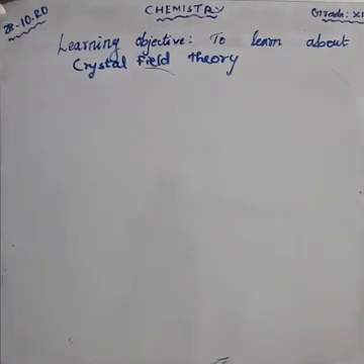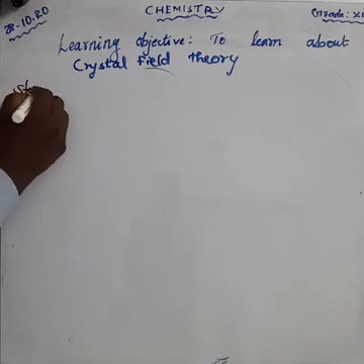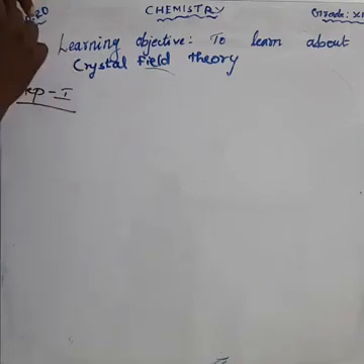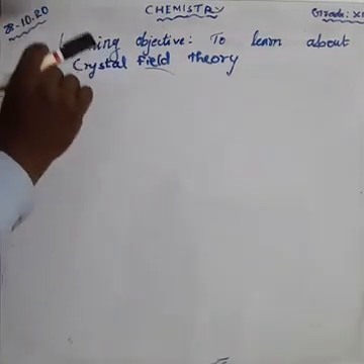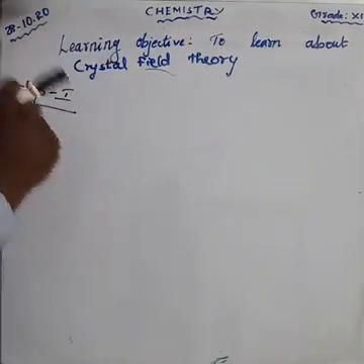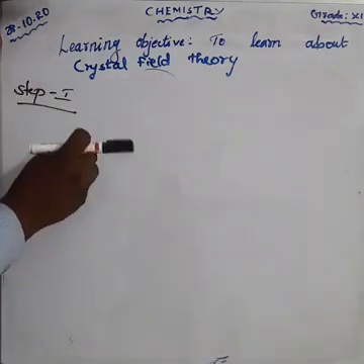I told you about the first step. Here you should learn the third point. Okay, step 1. Step 1 means that in an isolated gaseous state, all the 5d orbitals of the central metal ion are degenerate.